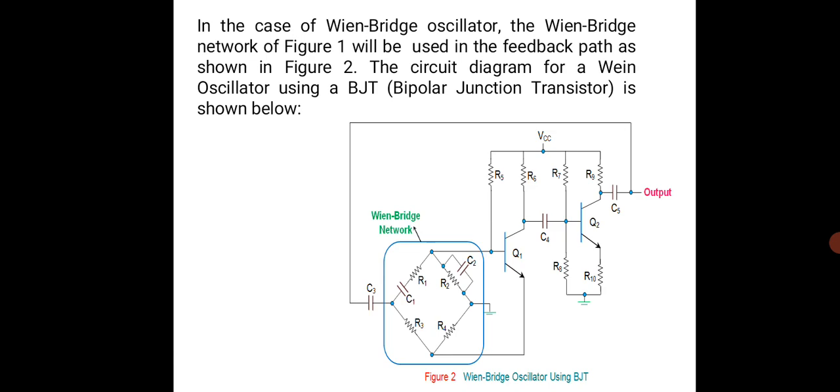In the case of the Wien bridge oscillator, the Wien bridge network of figure 1 which we have seen will be used in the feedback path. In turn, this feedback path will have a Wien bridge network as shown in figure 2. The circuit diagram for a Wien bridge oscillator using a BJT is shown here. You can see a Wien bridge network is connected in the feedback path, which is connected to the output.